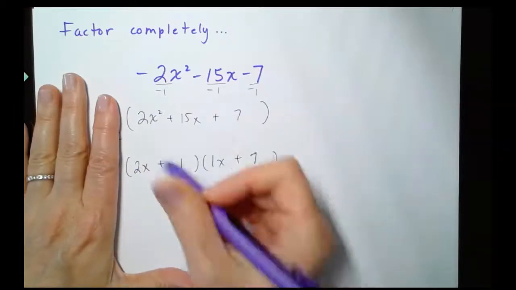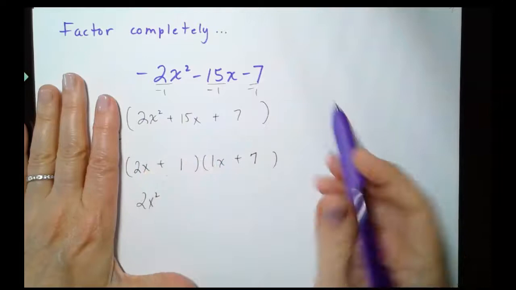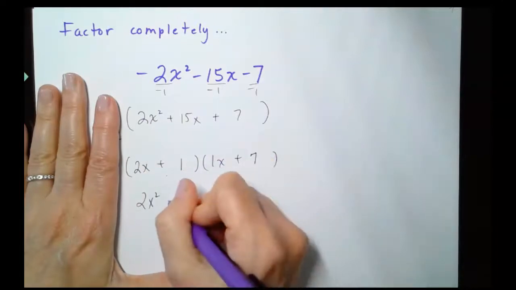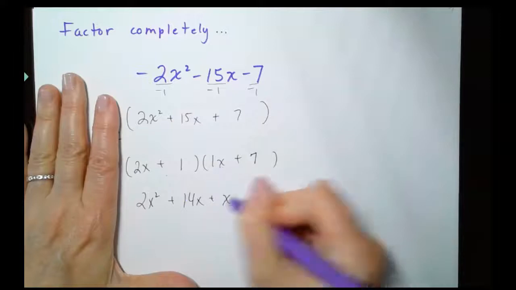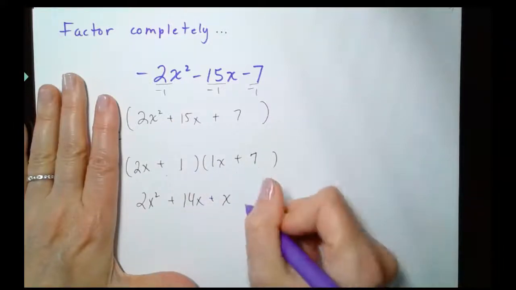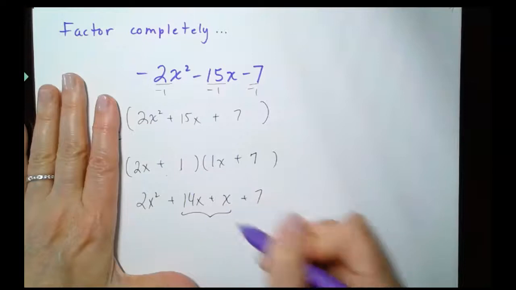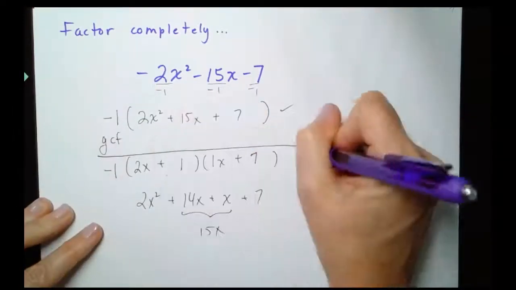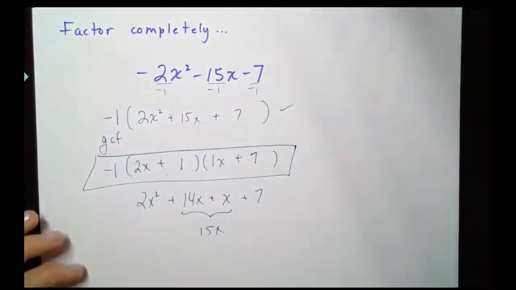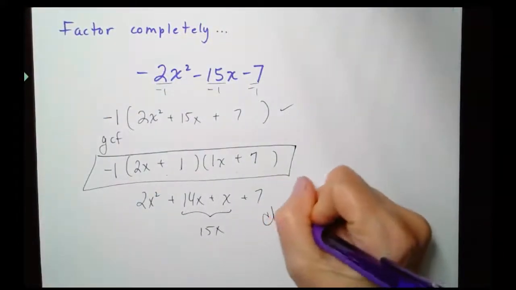2x times x is 2x squared. And 2x times 7 is 14x. 1 times 1x is plus 1x. 1 times 7 is plus 7. 15x is in the middle. That's what we started with. There's our answer. Verified by our check.